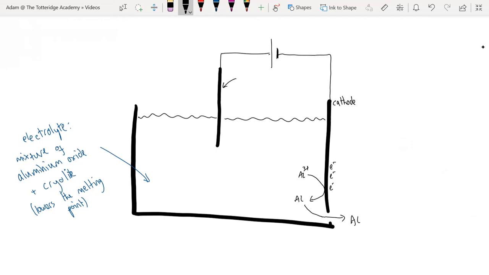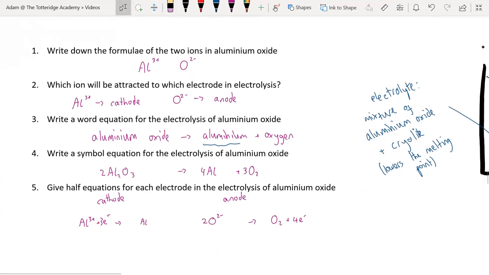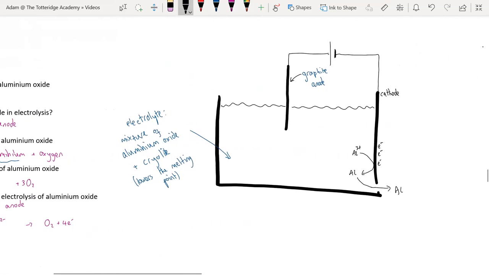It gets a bit more complicated when we look at this. This is blue, a graphite anode. What gas is produced at the anode? Well, we're going with oxide. So as per the questions that we did over here, we're going to get this kind of reaction: 2O2- going to O2 gas, and it's losing two electrons like that.